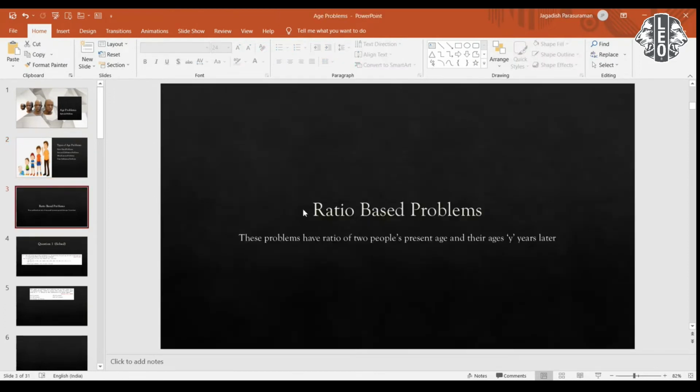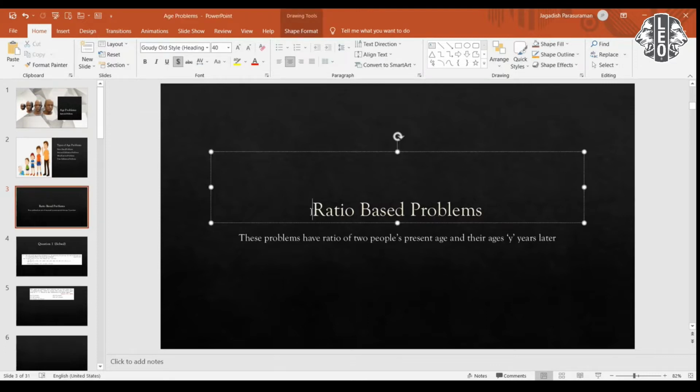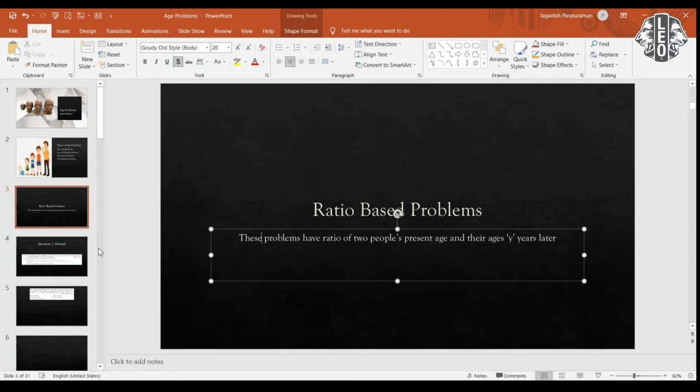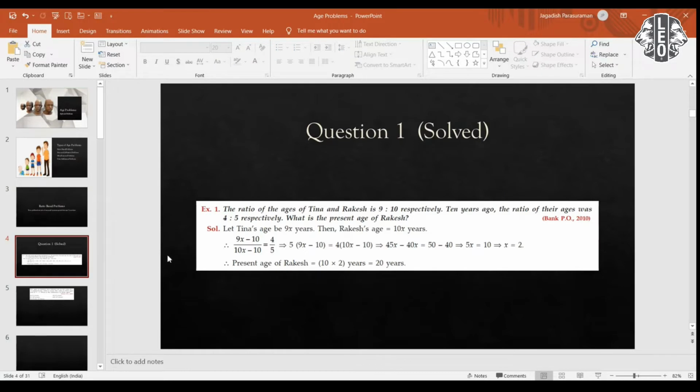First we'll go with the ratio based problem. These usually don't come because they are very easy, but they might come. If it comes, it's luck only. First we'll see some solved questions, and then I'll solve some two questions for you guys. So this is how the type will be. That's why I included a solved question.